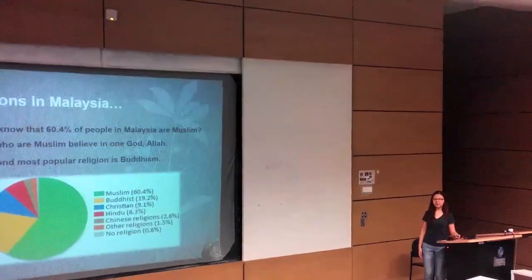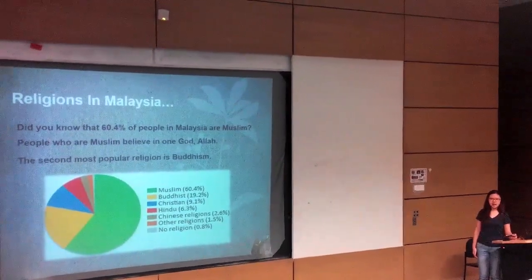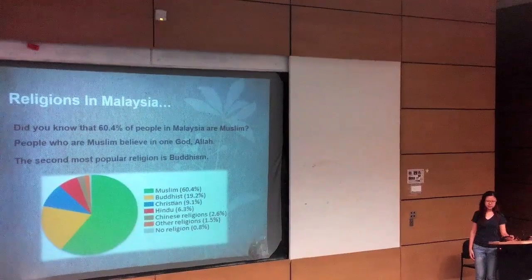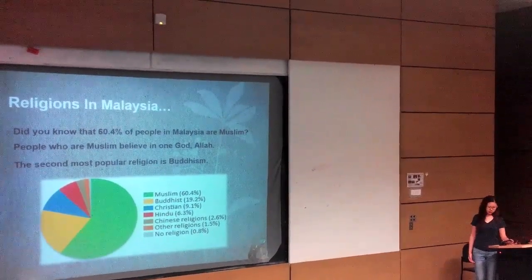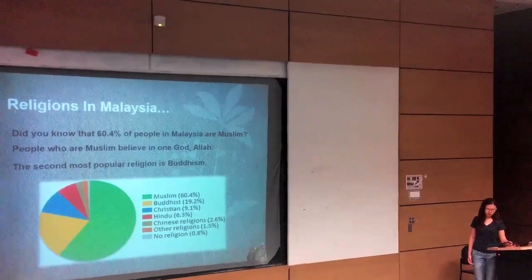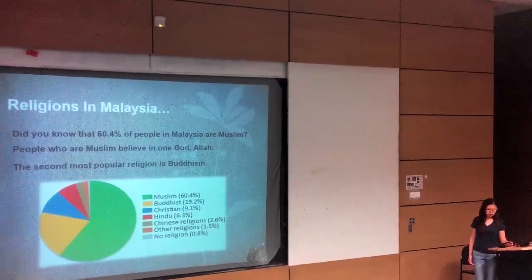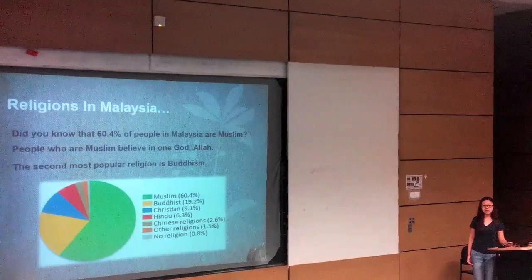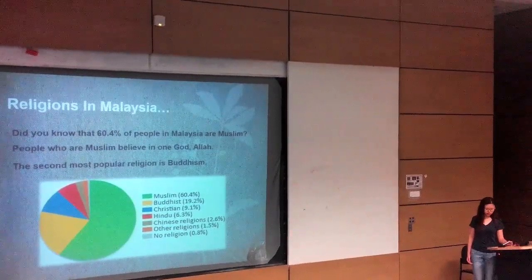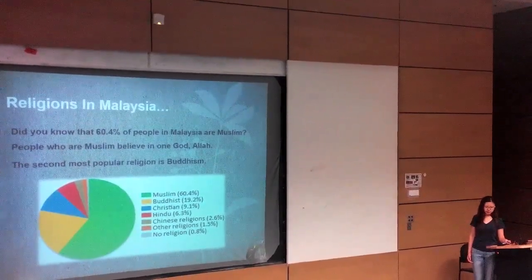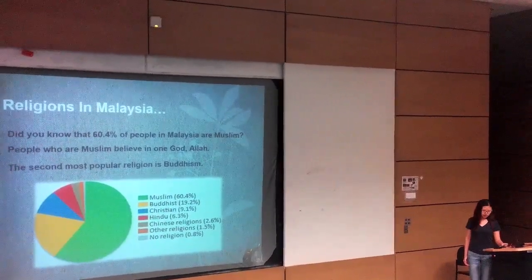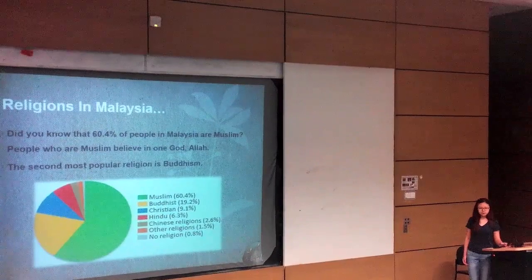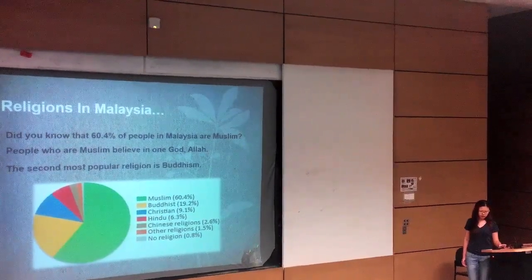Thank you. As is well known, Malaysia is a multi-religious country with Islam as the dominant religion. Statistics show that 60.4% of people in Malaysia are Muslims. Muslims are those who practice Islam and believe that Allah is the one and only true God. As you can see from the pie chart, the second most popular religion is Buddhism, which is represented by the yellow sector. The followers of Buddhism are called Buddhists, and they are usually Chinese.